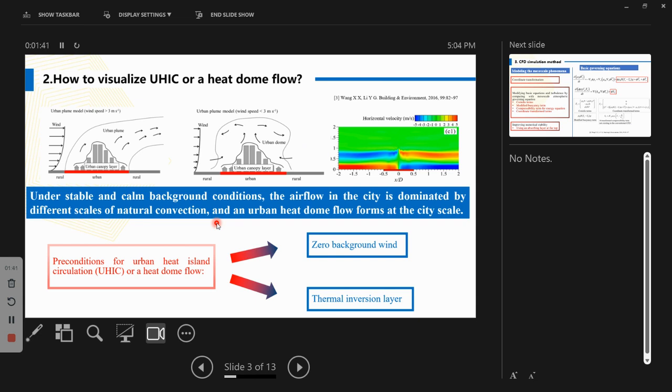So how do we visualize urban heat island circulation or heat dome flow? Under stable and calm background conditions, the airflow in the city is dominated by different scales of natural convection, and an urban heat dome flow forms at the whole city scale. There are two crucial factors for us to predict the urban heat dome flow. The first one is zero background wind. The second one is the thermal inversion layer, or the background temperature stratification.